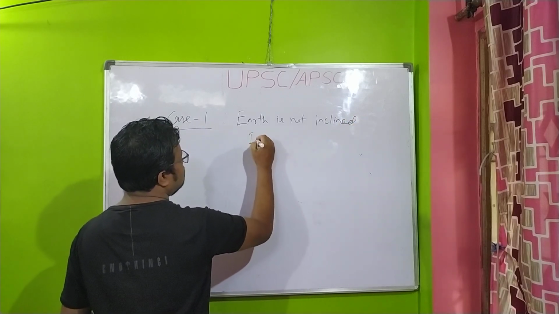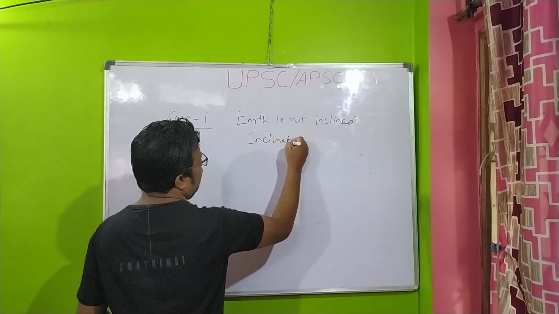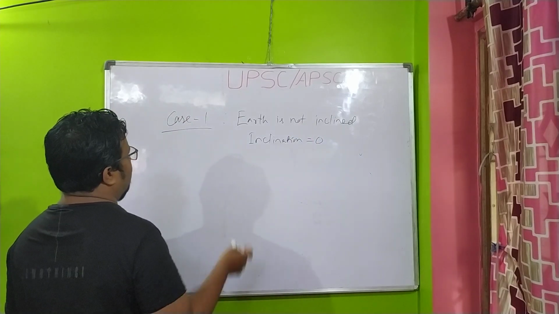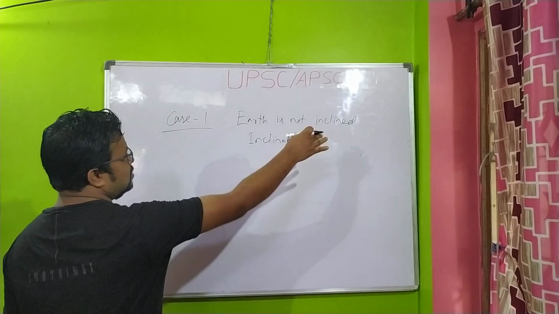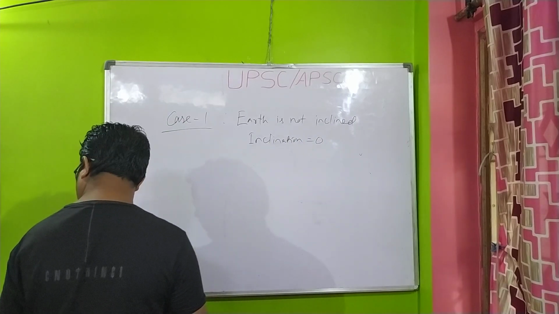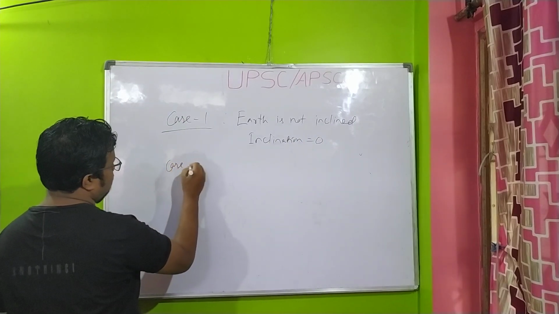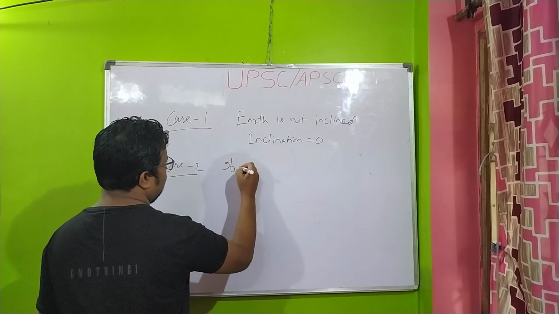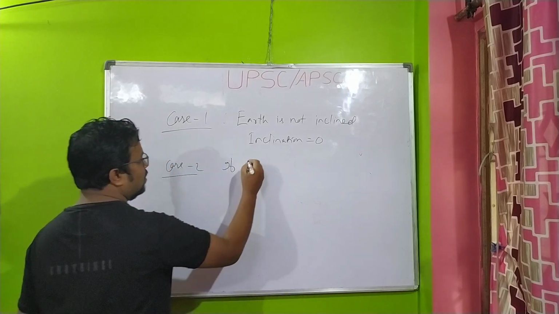Inclination is 0, or inclination is equal to what? 0. So first of all, I will take the case of when earth is not inclined, or inclination is 0. Second case, if inclination is not 0, meaning if earth is inclined.